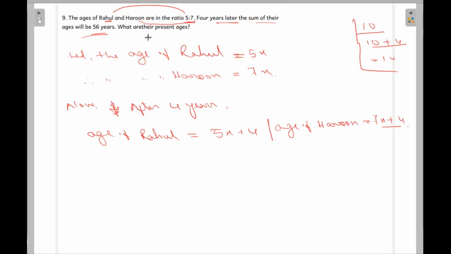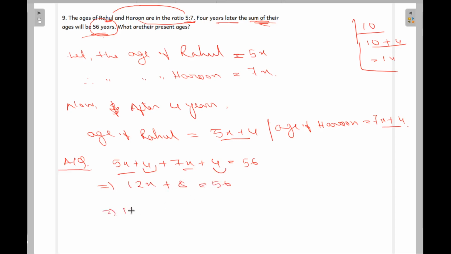Now the last part. 4 years later, the sum of their ages is 56 years. Now we have to add these two. According to the question, 5x plus 4 plus 7x plus 4 is equal to 56. Now 5x plus 7x is 12x, plus 4 and 4 is 8. It's 56. So 12x is equal to 56 minus 8, so 12x is equal to 48.